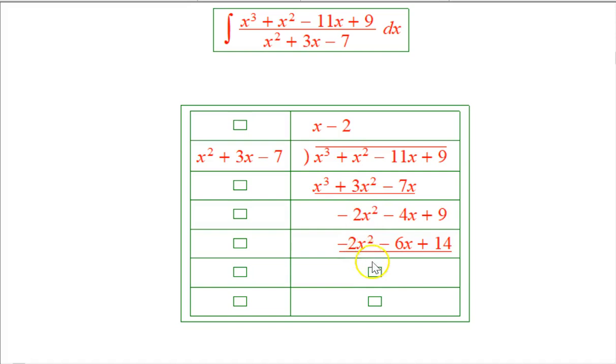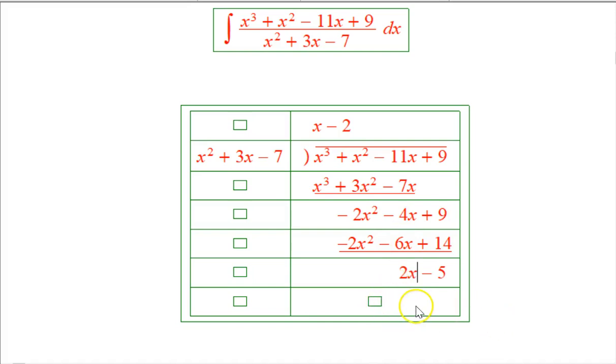Okay, so the x squared terms cancel by design. Minus 4x minus 6x is a plus 2x. Plus 9 minus 14. Remember, we're subtracting everything on the bottom. Minus 5. And there's our remainder. How you know it's the remainder is you've got a polynomial that's lower degree than the divisor. There's no way you can multiply x squared by some polynomial and get a 2x minus 5.